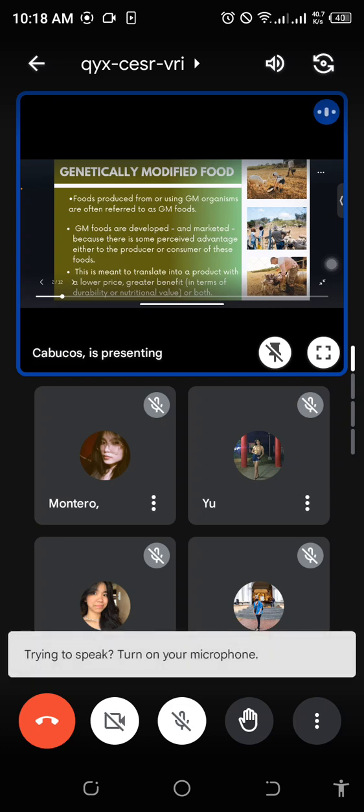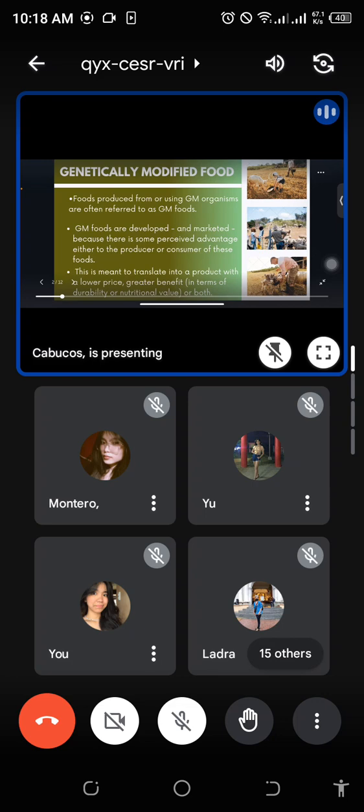So what happened to the consumer? Lesser price for the rice plus healthy benefits in terms of vitamins. So that is number two. Now, number three bullet.